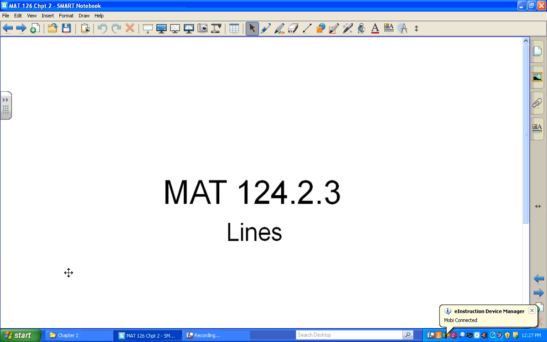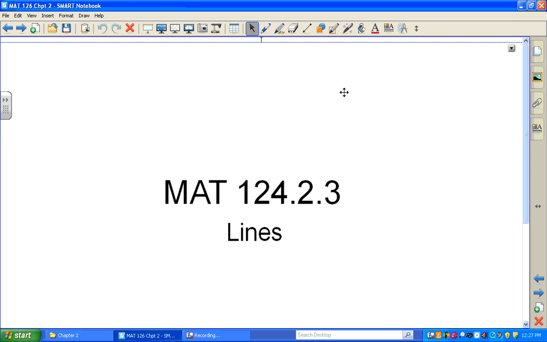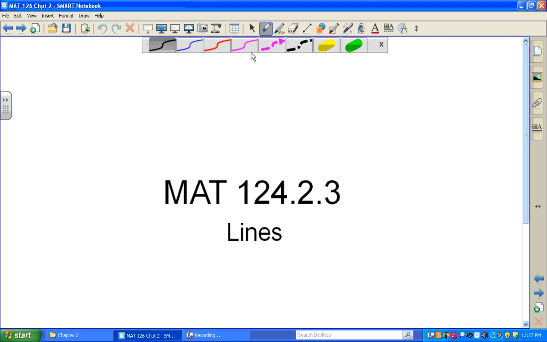All right, let's go ahead and get started. Got lines to talk about today. My job is to get through this in one lesson. The assignment is 1 through 53 every other odd. So we are going to get through this, and it's going to be a lot of fun.